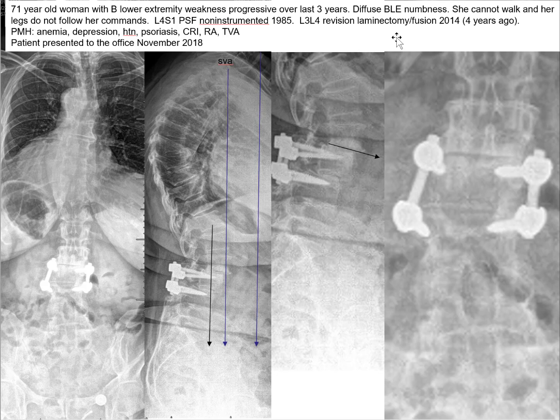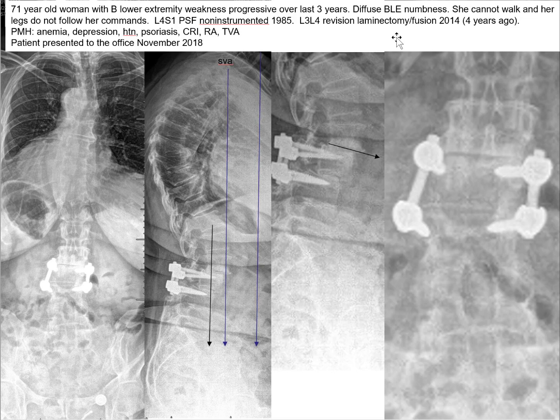So now fast forward to the current day, November 2018, where the patient's 71 years old, and she presented with bilateral lower extremity weakness and progressive debilitation over the last 3 years. She has diffuse bilateral lower extremity numbness, and she cannot walk, and she says her legs do not follow her commands. Past medical history is significant for anemia, hypertension, psoriasis, chronic renal insufficiency, and rheumatoid arthritis. She's had a transvaginal hysterectomy. She presented to the office in November 2018.